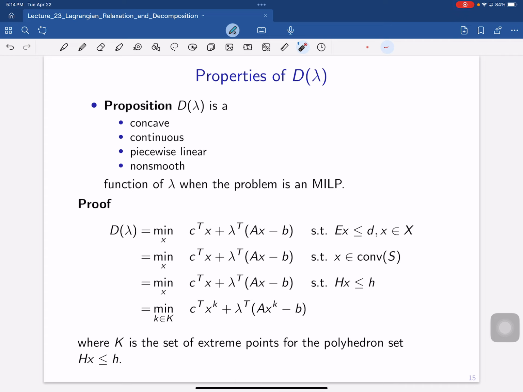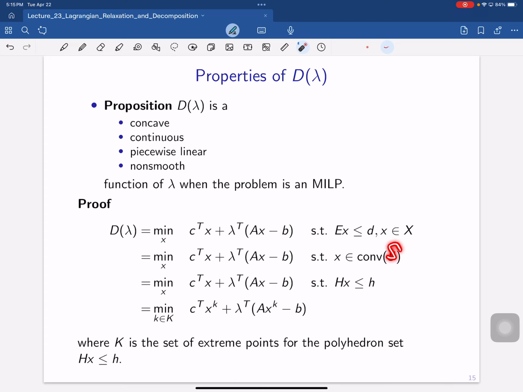So again, d lambda is nothing but the minimization problem of c transpose x. You have lambda times the complicating constraints, and then all the constraints are MILP representable, right? Now, since we are interested in the objective function d lambda only, whenever you are minimizing a linear function over some linear constraints, we know that this is equivalent to minimizing the same linear objective over the convex hull of the constraints, right?